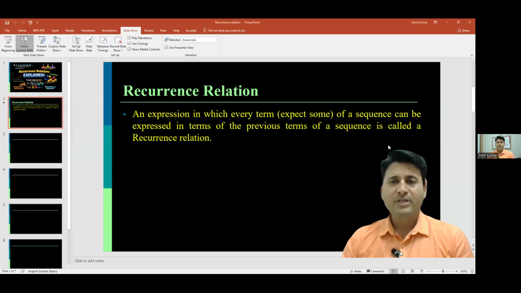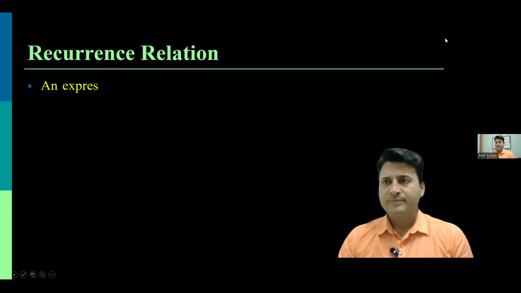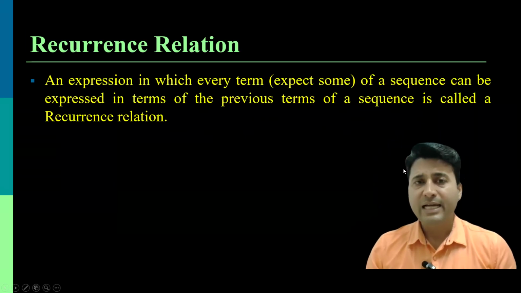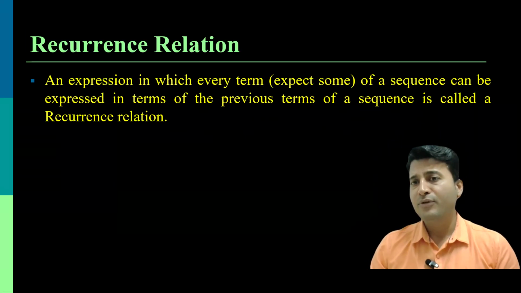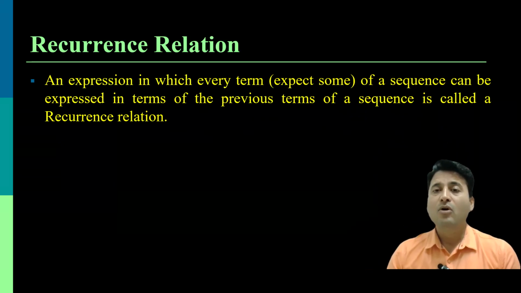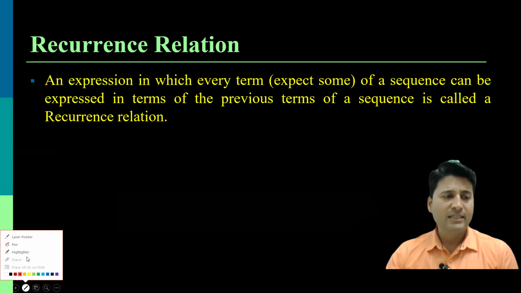Okay. So first, the mathematical definition, as I already discussed. An expression in which every term of a sequence except a few can be expressed in terms of the previous term is called a recurrence relation. Let me write an example so that you get more clarity on it.